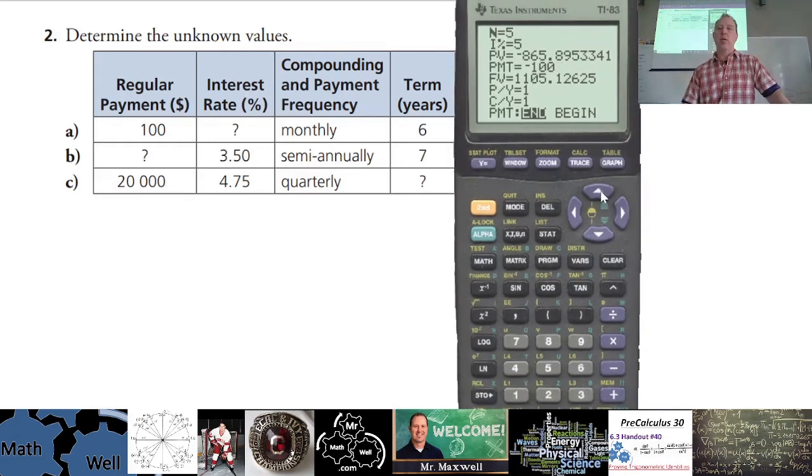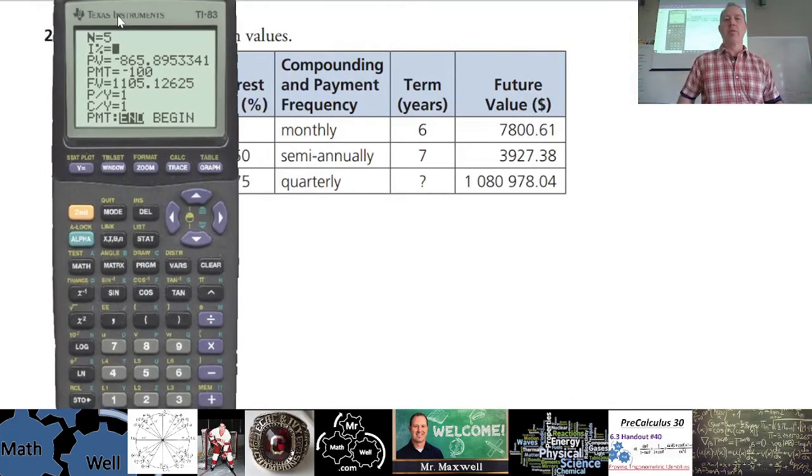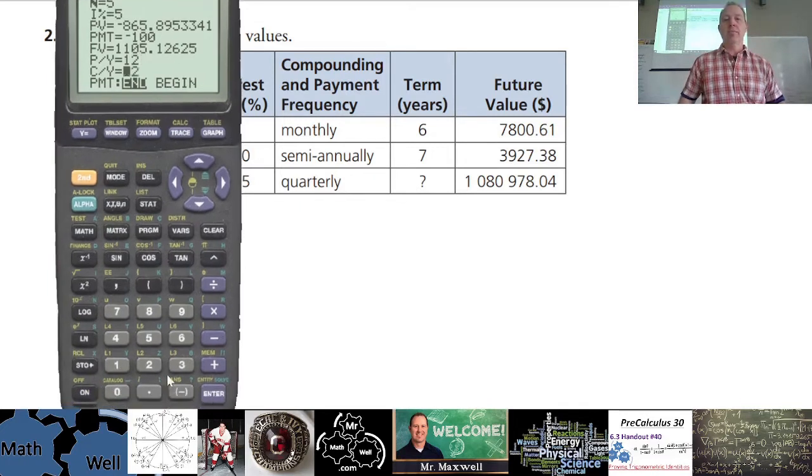The interest rate we don't know. So we're going to leave that interest rate alone because that is what we're going to solve for in 2A. The compounding and payment frequency: down here, P/Y and C/Y. That is payments per year, and this is compounding periods per year. So they're both going to be 12. They're going to make 12 payments per year, and the compounding periods are going to be 12.